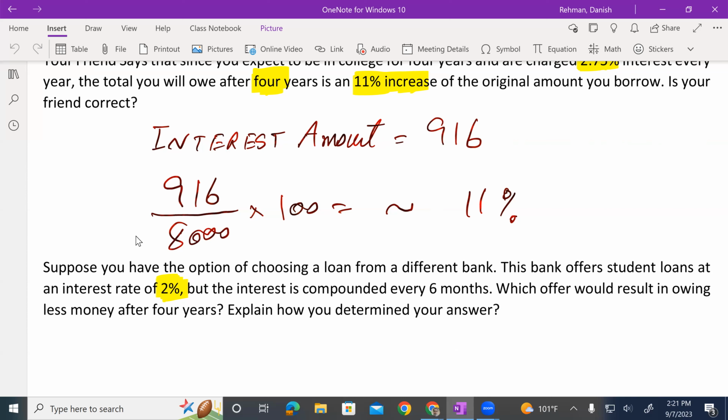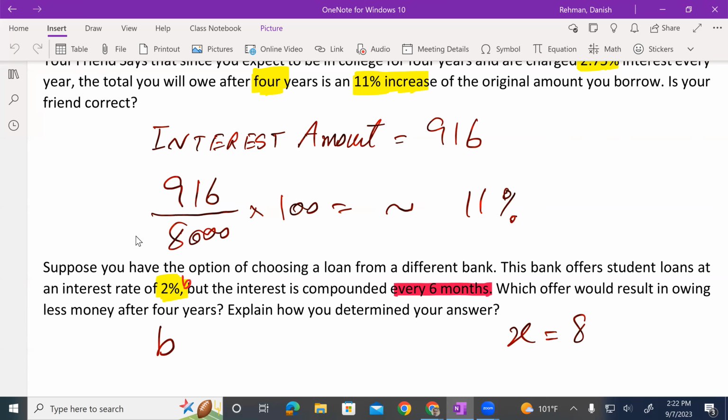Why? Because how many compoundings will be here in 4 years? Because we are taking the loan for 4 years. We're not going to pay back when we're studying. 8, exactly. So what's the value of x here in that case? In this case, x is 8. What is the value of b in this case? 2%, exactly. So b here is the 2% or the 2 over 100. The x is 8. What's the a? 8,000. That did not change.